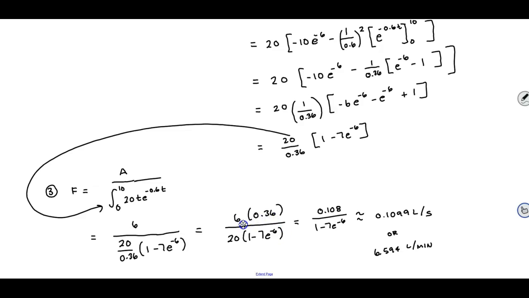We take 6, multiply it by 0.36, and divide it by 20, which gives us the numerator of 0.108. Divide that by 1 minus 7e^(-6), which gives us approximately 0.1099 liters per second. Or if we want to write this in minutes, it would be 6.594 liters per minute.